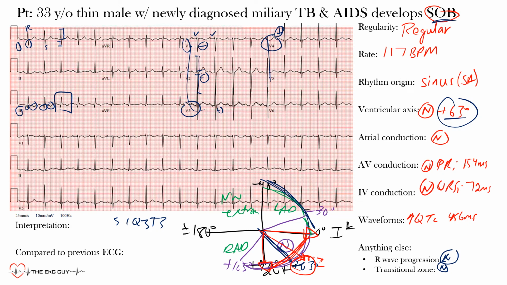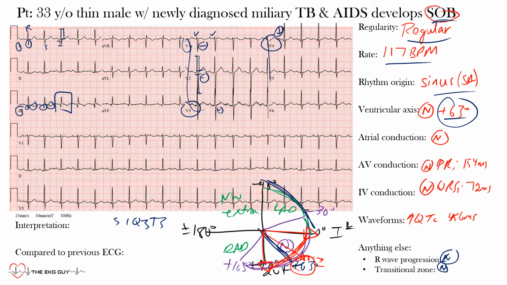All right, so what is our final interpretation? Well, we have a regular rhythm, okay? The rate here is 117 beats per minute. That's the ventricular rate. We have sinus rhythm, a normal QRS or ventricular axis, atrial, atrioventricular, and interventricular conduction are normal. We saw a slightly prolonged QTc interval. Both R wave progression and transitional zone in the precordial leads were generally normal. Therefore, our final interpretation is sinus tachycardia, okay? A sinus rhythm with a fast rate and a prolonged QTc interval, but otherwise a normal ECG.